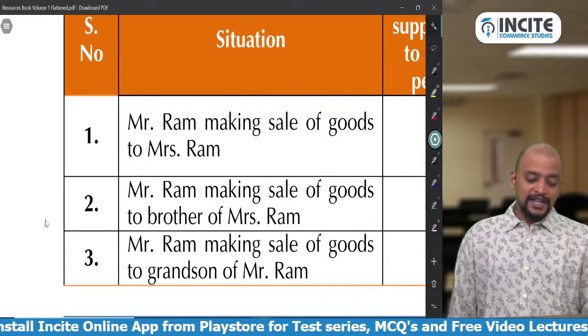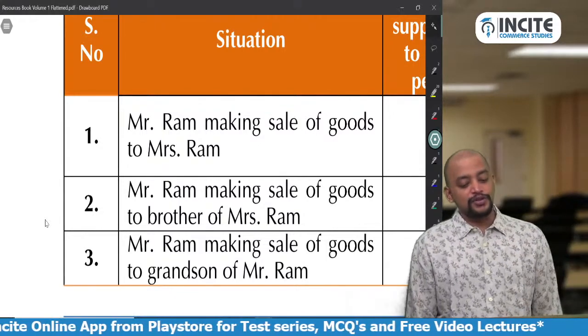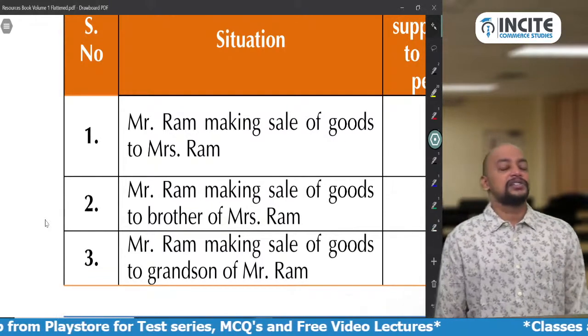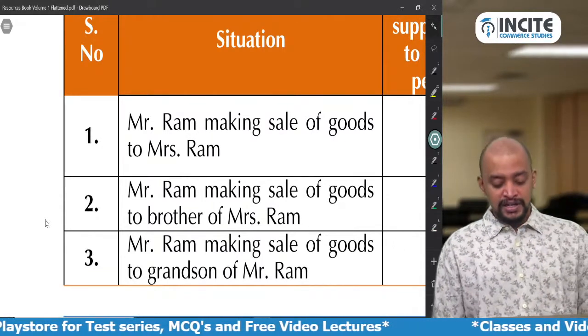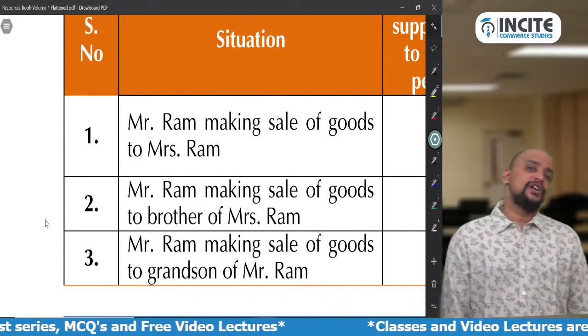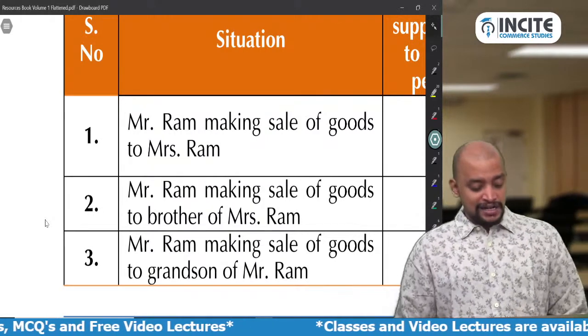Then next, Mr. Ram making sale of goods to grandson of Mr. Ram. Grandchildren again are not coming under family definition. So grandchildren are not covered under family definition. So it's not a related party transaction.